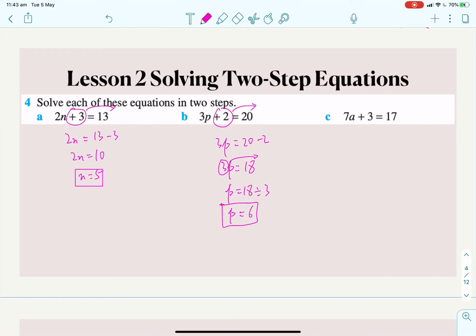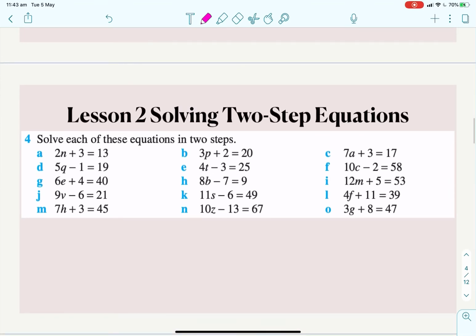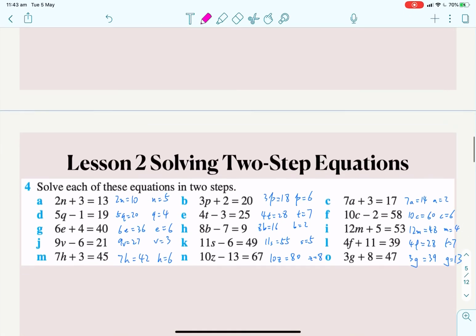Okay. Now next one. 7a equals 17 minus 3. We move this over. 7a equals 14. a equals 2. Yeah. Now, that's a few questions. I'm pretty sure you guys can do that. Pause the video and give it a go. Once you're done, the answer is here.